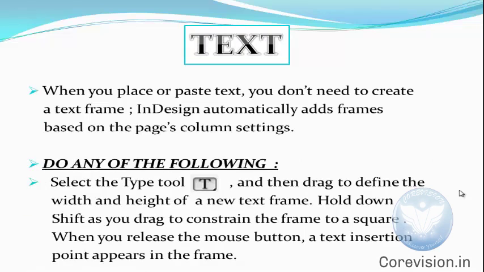When you place or paste text, you don't need to create a text frame. InDesign automatically adds frames based on the page column settings. Do any of the following. Select the Type tool and then drag to define the width and height of a new text frame. Hold down Shift as you drag to constrain the frame to a square. When you release the mouse button, a text insertion point appears in the frame.